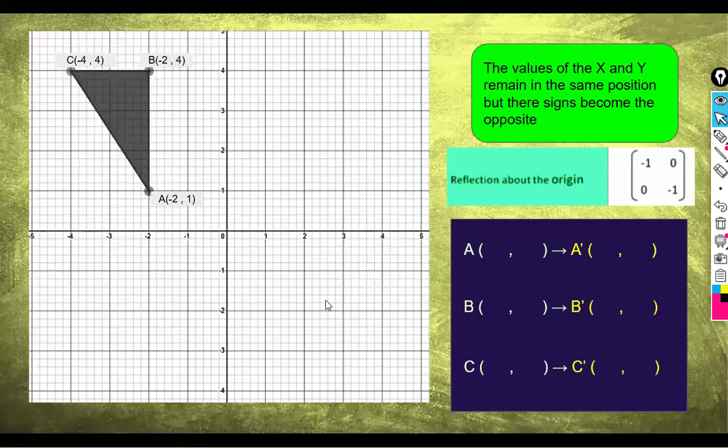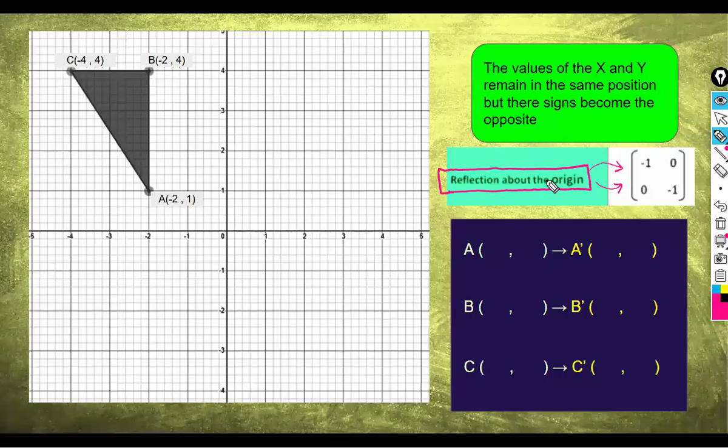There's another one called a reflection about the origin. Something is blocking my view. Right, so there's something called a reflection about the origin. I want you to turn back in your notes and see if you can find this matrix. Make sure you can physically spot it. Whenever the examiner asks you to do a reflection about the origin, that's exactly how he will phrase it.